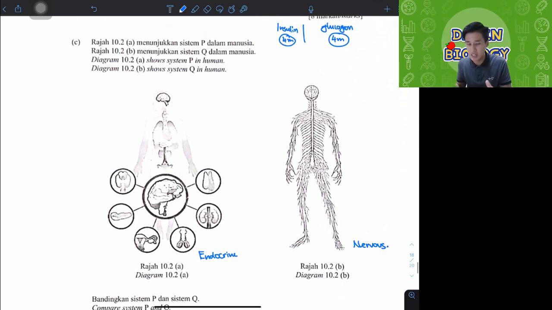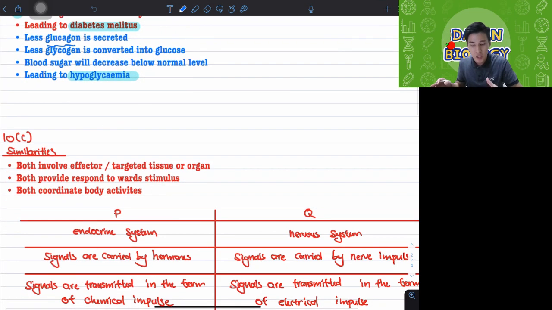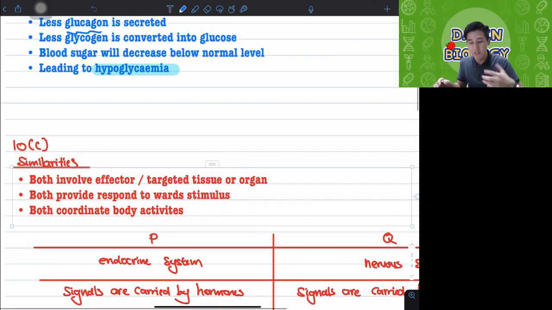So how are they different? How are they the same? Let me just straightaway show you here. So for similarities, both involve effectors. So endocrine system, they use hormones to control your internal body, like endocrine glands. Yeah, so that's the effector. But for nervous system, the effector is your muscle. So if somebody calls you, you will respond by walking towards the sound, or you will use your mouth and say, "Ha, what you want?" Okay, if somebody hits you, use your hand muscle to hit them back. So muscles are basically effectors.